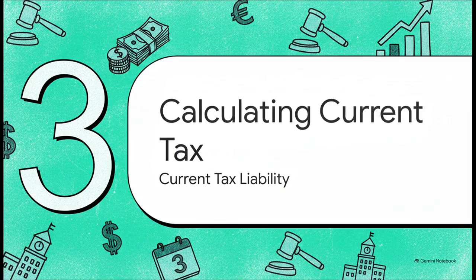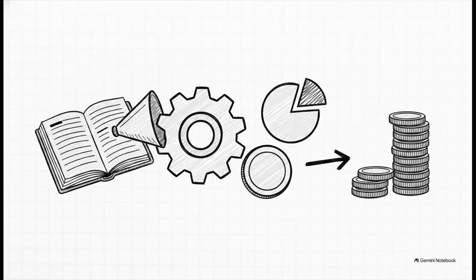Let's jump into Section 3, calculating current tax. Current tax liability. With our philosophy established, let's solve the immediate problem, right? Calculating the current tax owed to the authorities right now. And the foundational math here is actually incredibly straightforward. Your current tax liability is just your taxable profit multiplied by the current tax rate, which for our examples, we'll just say is 30%. But the trick isn't the multiplication. No, the trick is finding that taxable profit number in the first place.